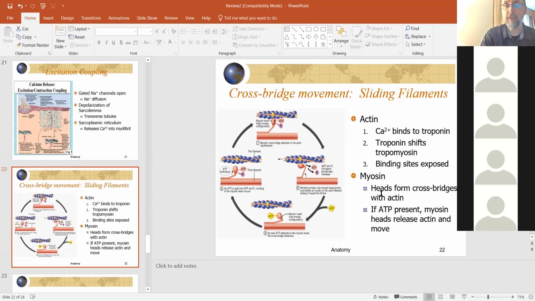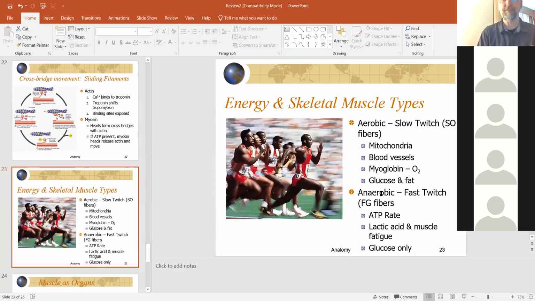And then when ATP is present, this cycle repeats. As long as ATP and calcium are present, the muscle gets shorter and shorter. You need calcium to do this, so the cell can pull calcium out, and then the whole thing will stop. And that's muscle contraction. That's the sliding filament theory of muscle contraction.